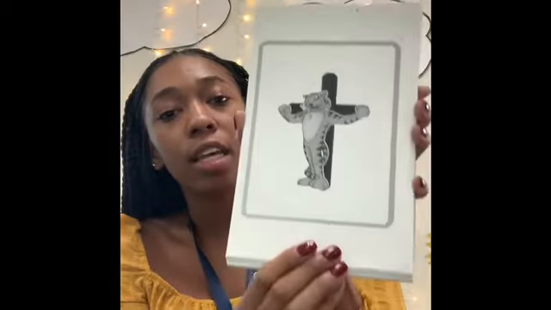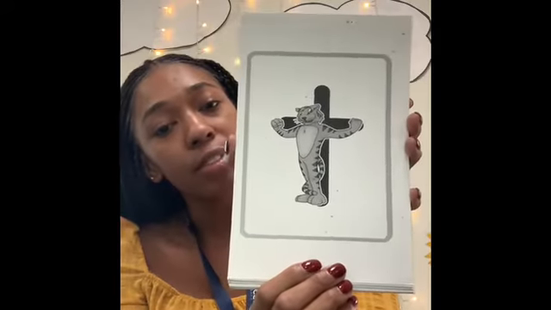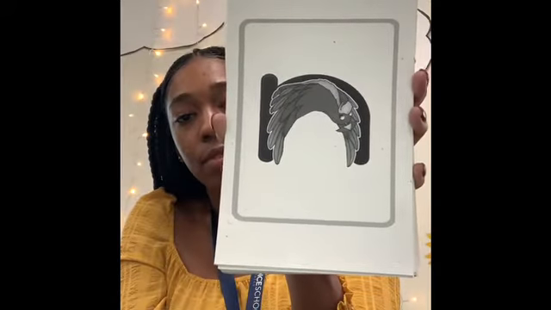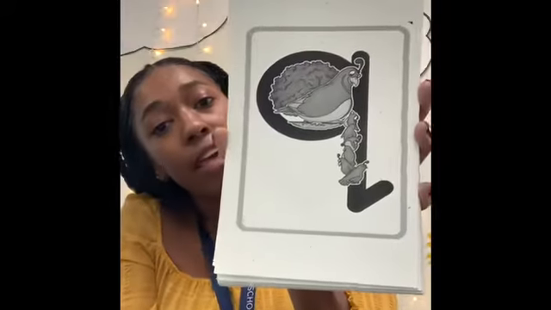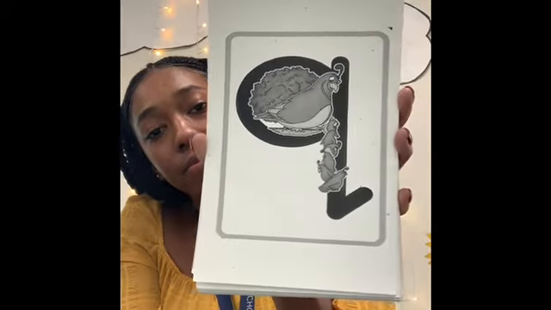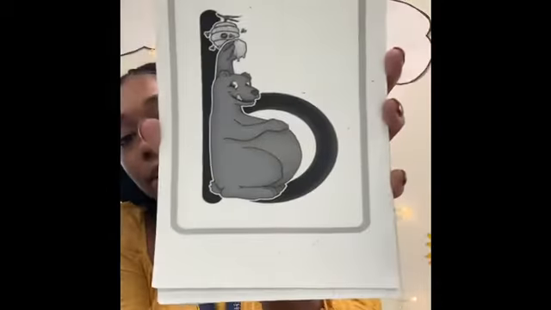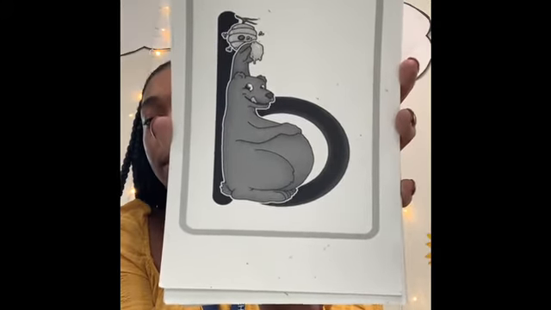So practice. Letter is, sound is. Tell me what sound it makes. Letter is, sound is. Letter is, sound is. Letter is, look close, sound is.